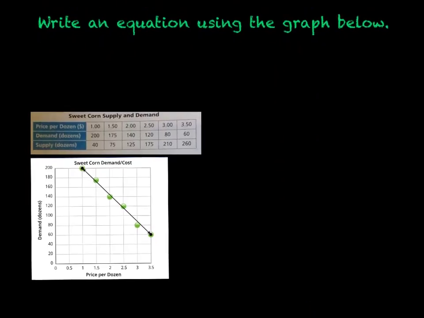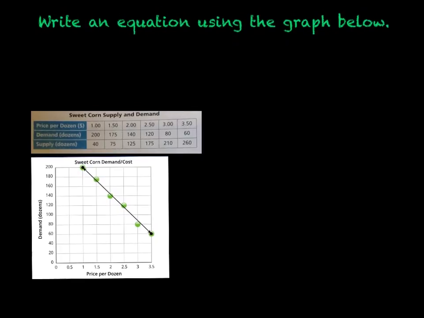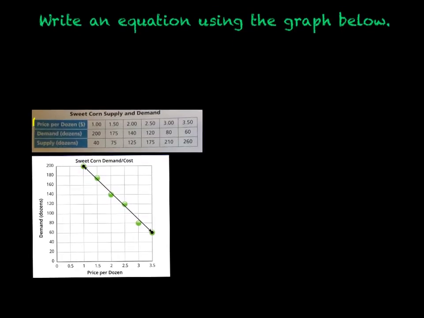Now our very last situation, we need to write an equation using the graph below. So I got this equation from a problem in our book. I believe it's problem number 27. And I paid attention to these top two parts of the table. This part right here. Essentially the demand of corn versus its price. I did not pay attention to the supply at all, so we can just cross that out. That part does not matter.